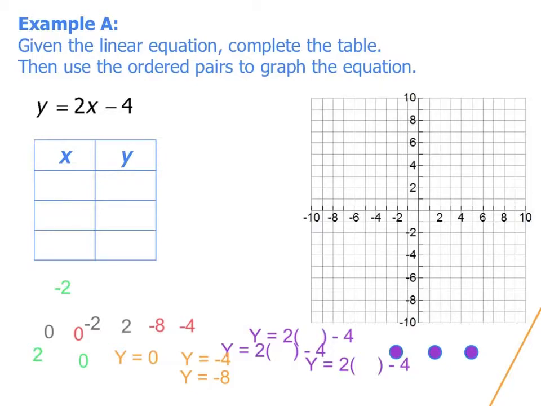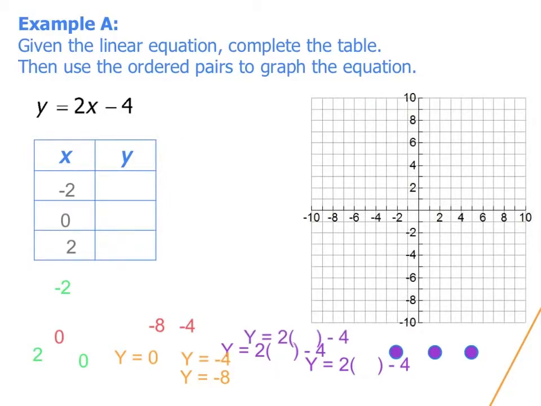In this case, I'm going to select negative 2 because I want a negative number. I'm going to select 0 because 0 is an easy number to substitute in. I should always pick 0. And positive 2, that way I have a positive number. Again, are these the only numbers I could have chosen? No, but they're the easiest numbers for me to work with.